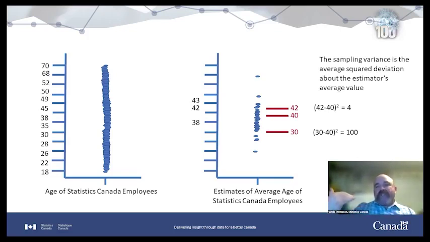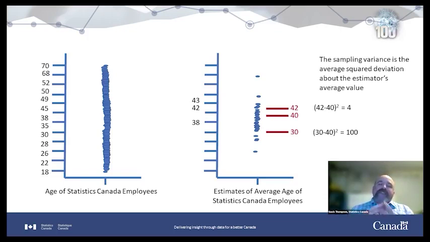If someone comes back and they get the value 42, I then take a look at the squared deviation about the average value. So the average was 40. 42 minus 40 is 2. 2 squared is 4. That's adding 4 to my variance. Suppose someone comes back with a value of 30. 30 minus 40 is minus 10. Minus 10 squared is 100. This is adding 100 to my estimate of the variance.